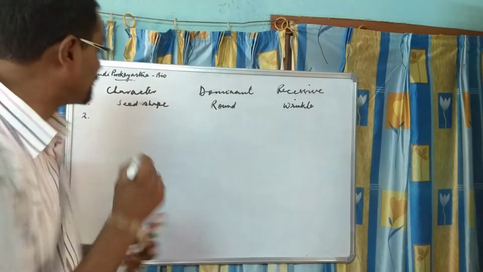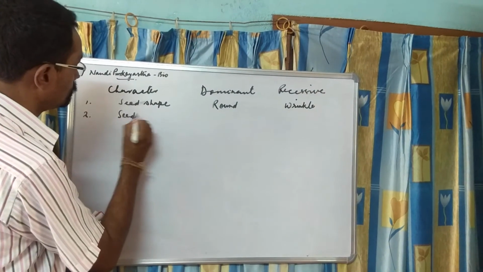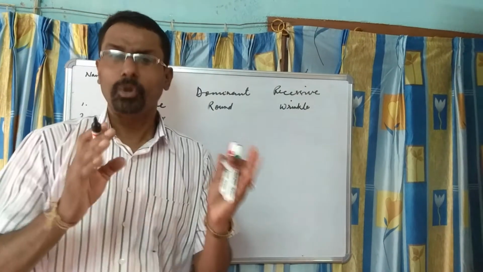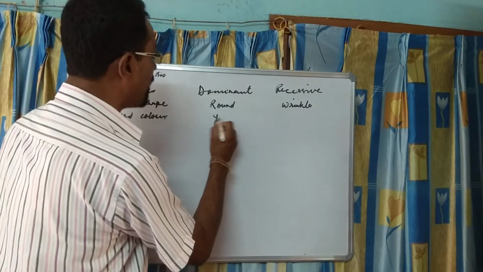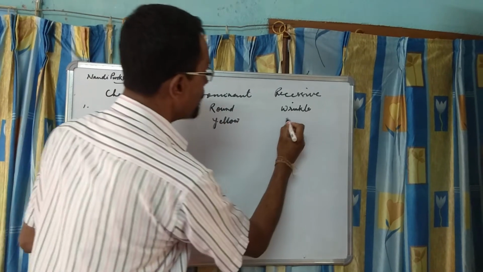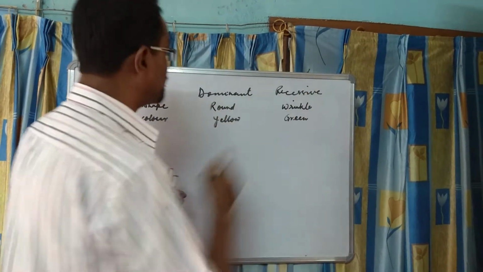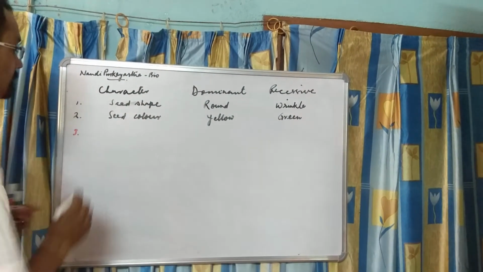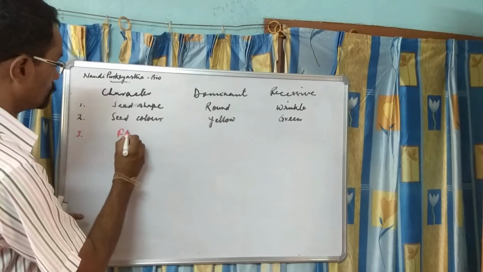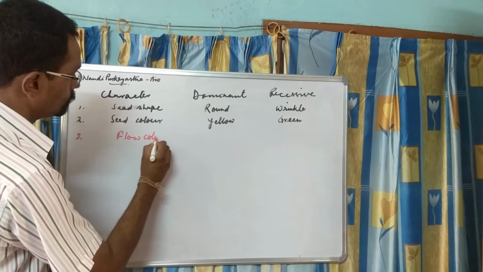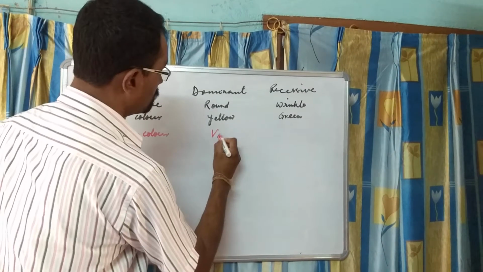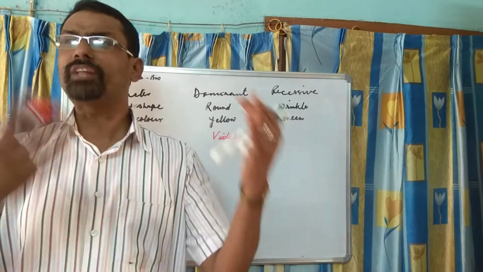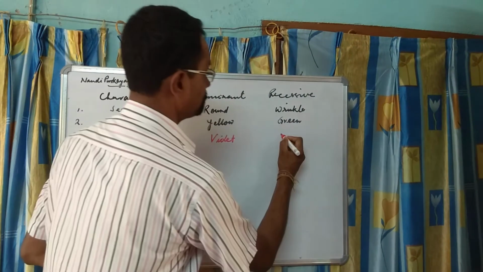The next one, seed color. Seed color, the dominant one is yellow. Yellow is the dominant one, and green is the recessive. Then another character here, number 3. Let's go for flower color. Violet is the dominant because its expression is more than that of the recessive, that is white.